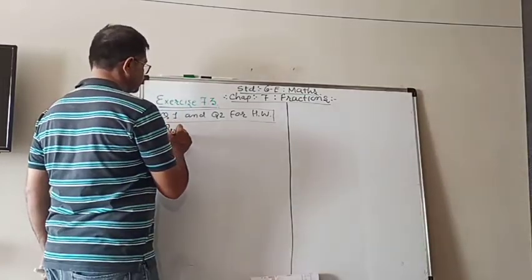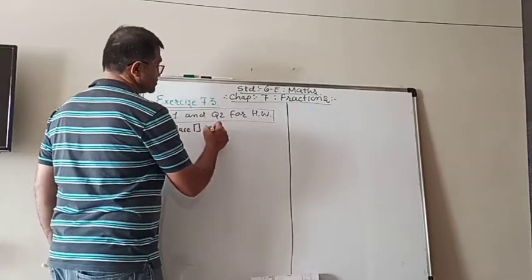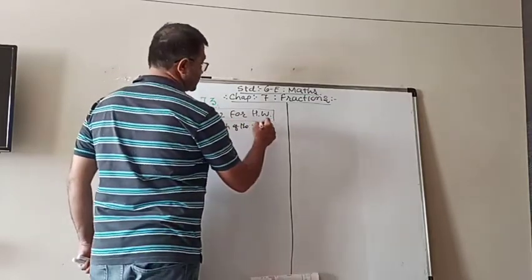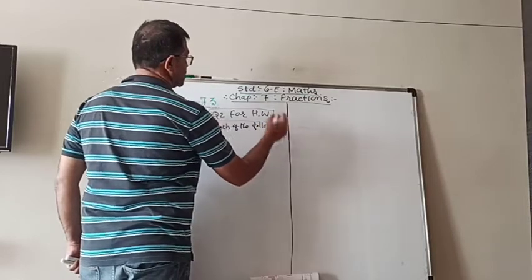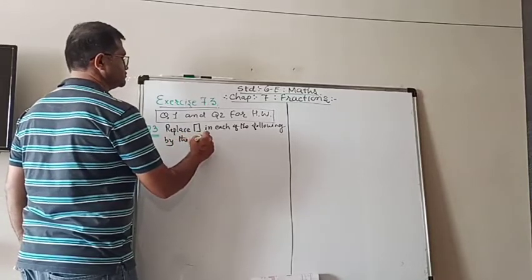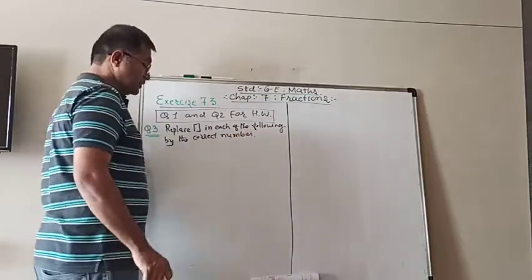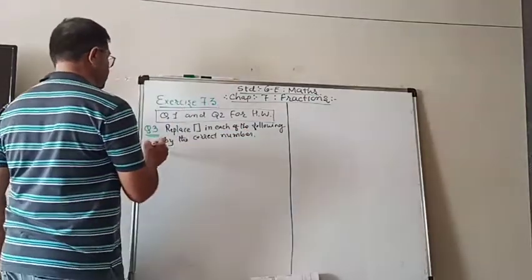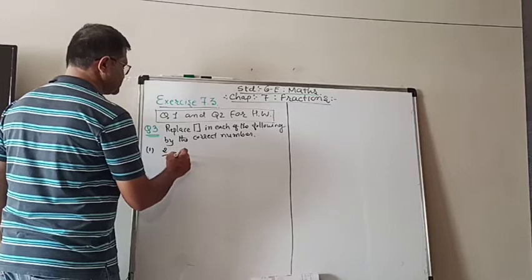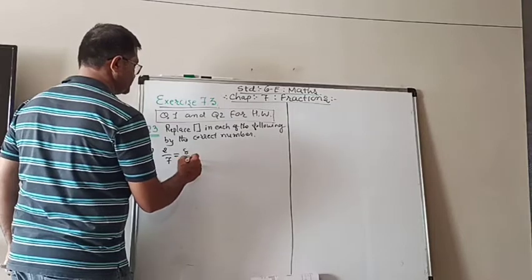Replace the box in each of the following by the correct number. Actually we already learned about it, so it will be easier. So let's see the first one. 2 upon 7 is equal to 8 upon box.